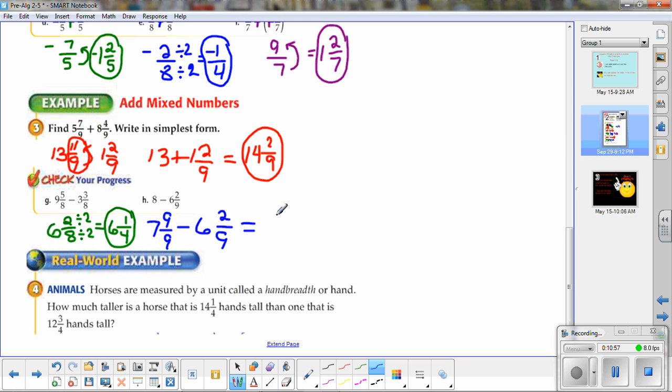7 take away 6 is 1, and 9/9 take away 2/9. 9 minus 2 is 7. Keep the denominator the same. 1 and 7/9.